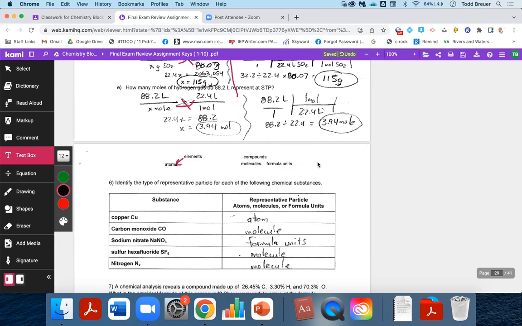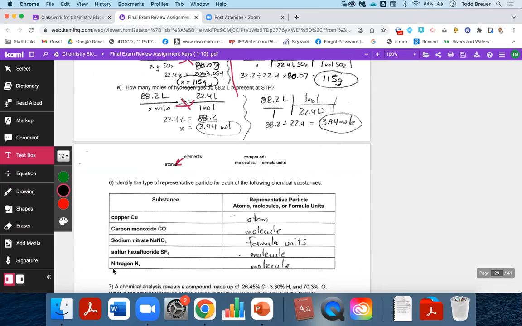We're going to call them molecules when they are covalent bonded, meaning they start with a non-metal element like carbon monoxide does. Carbon's not a metal, so we call that a molecule. If you look at the example below there, the chemical starts with a metallic element, sodium nitrate. That's a compound beginning with a metallic element. Those don't make molecules, those make formula units. Example below that, sulfur hexafluoride, a compound begins with a nonmetal, the nonmetal sulfur, we call those molecules.